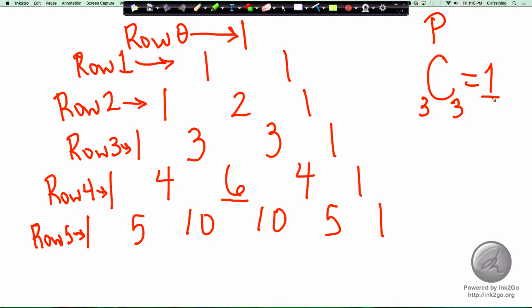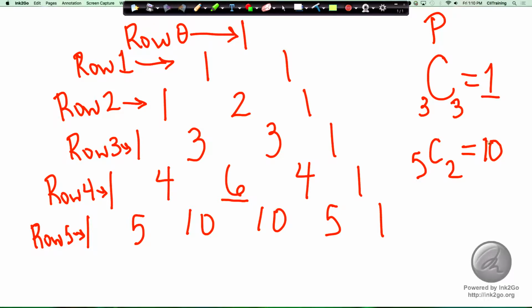Let's try another addressing mechanism. Let's say I work with 5C2. That means I'm going to go to the 5th row, the 2nd position in that row, and I'm going to get its numerical value. Row 5 is identified again by the 2nd number in the row. So this is row 5. And we're going to count to position 2. So position 0, position 1, position 2. So 5C2 has the numerical value of 10.